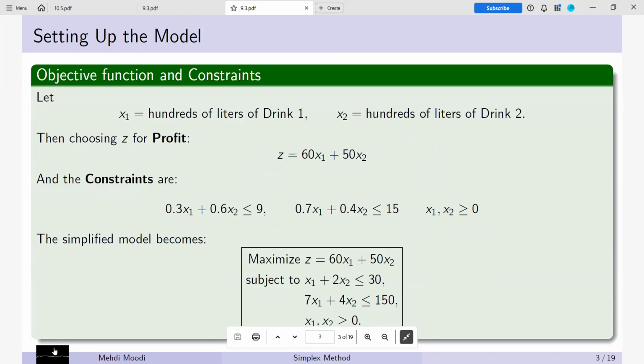Here we define the decision variables and write the objective function and constraints. The goal is to translate the word problem into math. Once the model is built, the Simplex method can take over and do the heavy lifting.